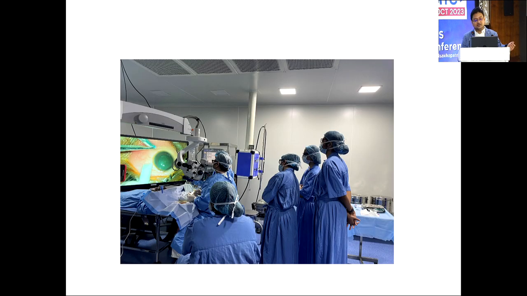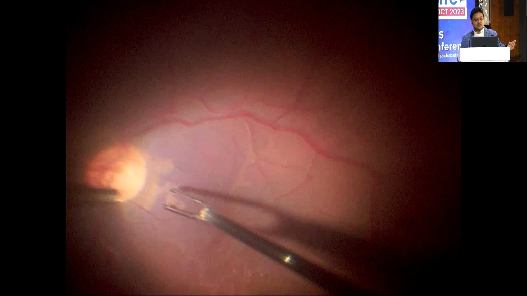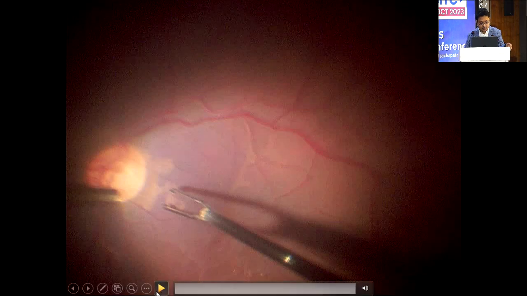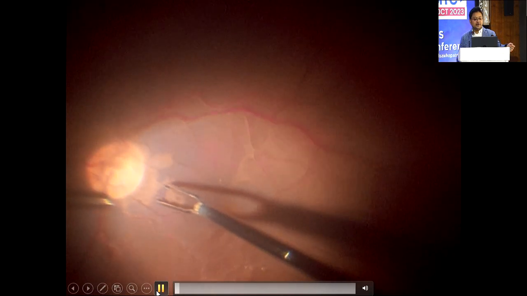This is my experience with the Ingenuity in our center. We can see the residents and fellows watching the operation. It is another video of my experience. In the internal limiting membrane peeling, this is a vitreous hemorrhage case where I am peeling the internal limiting membrane. In this video, you can see that I am grasping the ILM and I am able to feel the actual membrane.